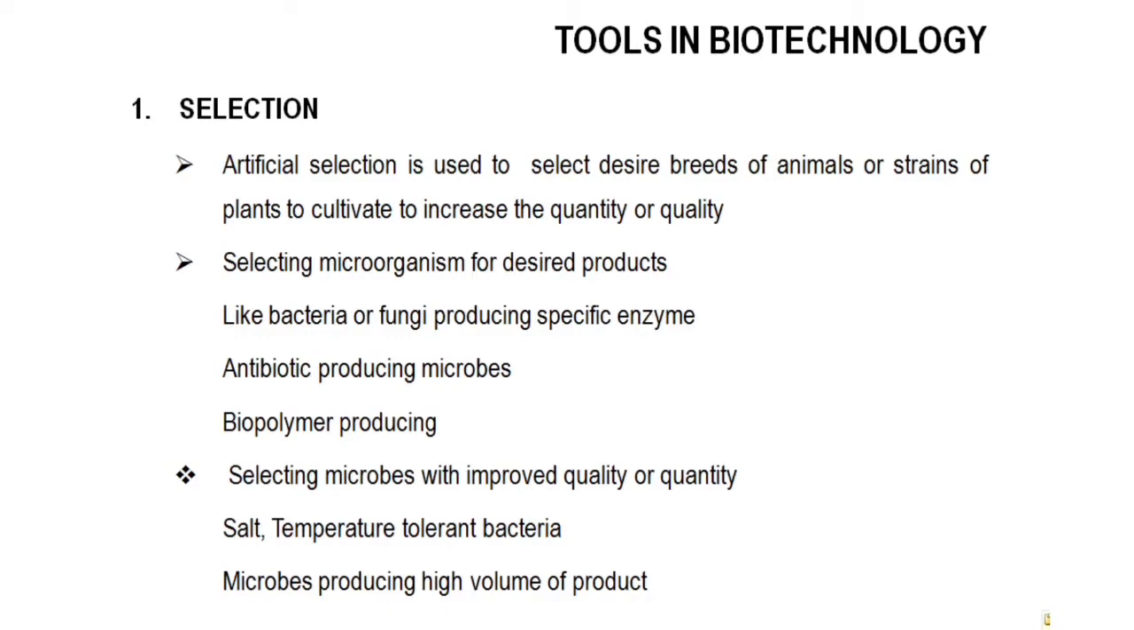The selection procedure is also used to select microbes with improved quality or quantity. Like we can select salt tolerant microbes or salt tolerant plants, and temperature tolerant plants or temperature tolerant bacteria, and we can select microbes or plants that will produce a high volume of the end products or other biomolecules. This is about the selection tool which is used in biotechnology.